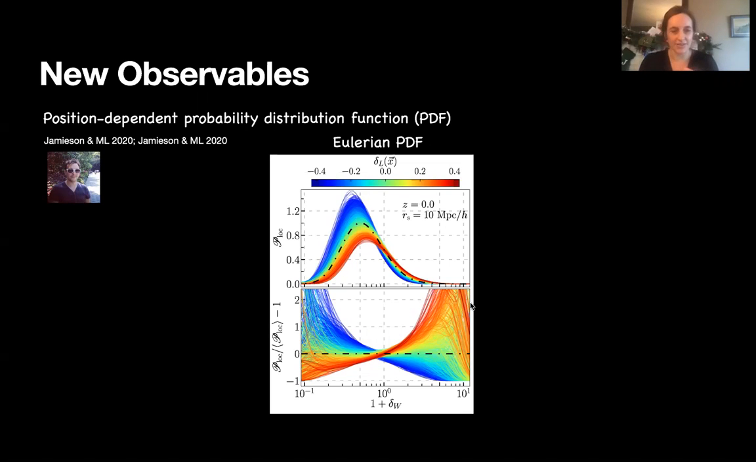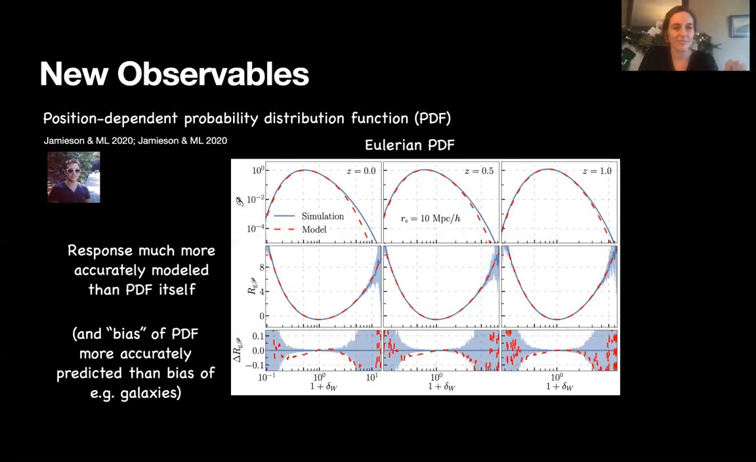So this illustrates the spatial variation in the PDF as a function of the local density. One thing that we found here is that this response quantity, the spatial variation in the PDF, is much more accurately predicted than the PDF itself. On the top set of plots are plots of the PDF overall in simulations versus a model. You can see this is a simple model, and they agree relatively well, but mostly near the peak. Once you get towards the tails, this is a log scale, there's a big difference between the PDF in simulations and a simple model.